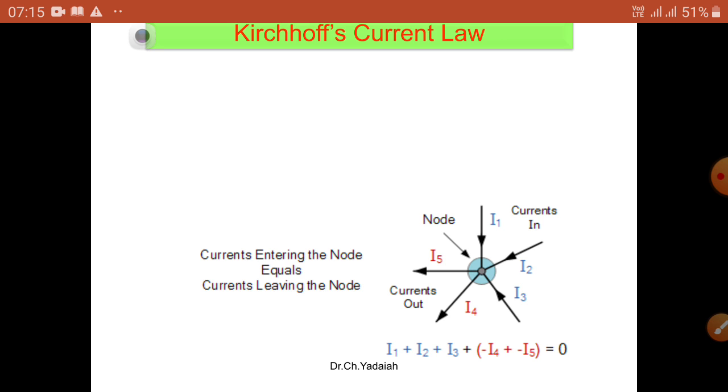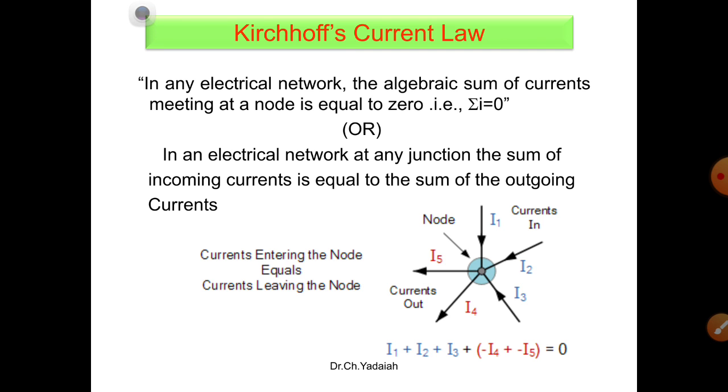What do you mean by Kirchhoff current law? In any electrical network, the algebraic sum of currents meeting at a node is equal to 0. As we previously have seen, at a junction, at traffic signals, the vehicles coming from the 4 directions may not stay at the junction for long. They stay only up to the red signal. After the green signal, there is no vehicle present. Simply coming and going, there is no storage at that position.